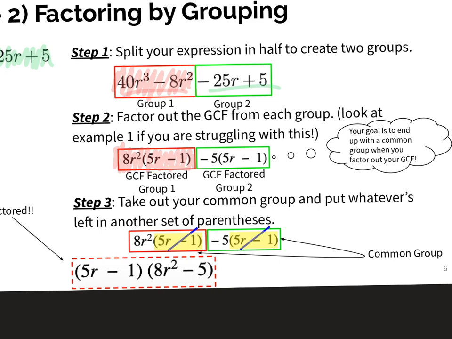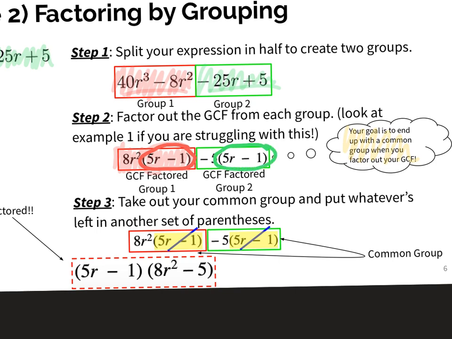Take a minute to actually just take out the GCF of your second group, right? Your second group is right over here. And then when you actually do that, you should end up getting negative 5 times 5r minus 1, right? The reason why I took out a negative 5 instead of a positive 5 is because your final goal is to end up with a common group, right? And when we look at these two factored groups, we see that we have 5r minus 1. And over here we have 5r minus 1 again, right?